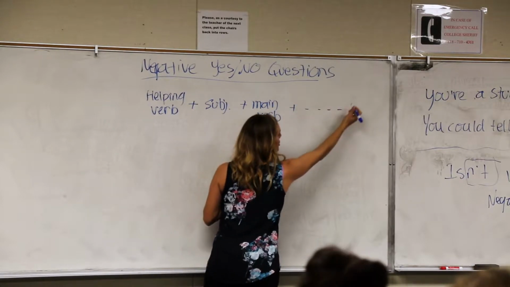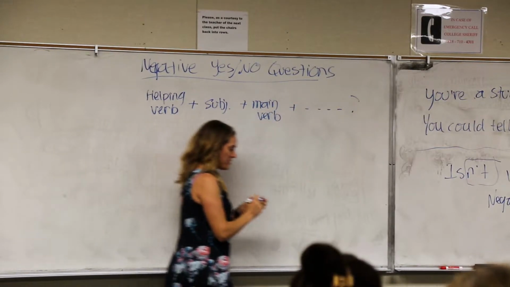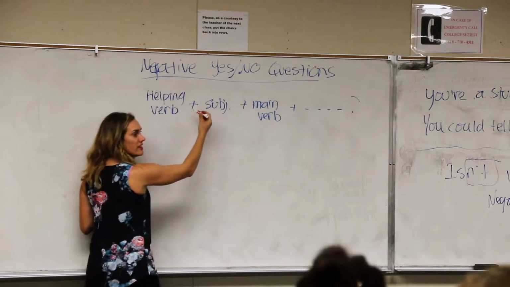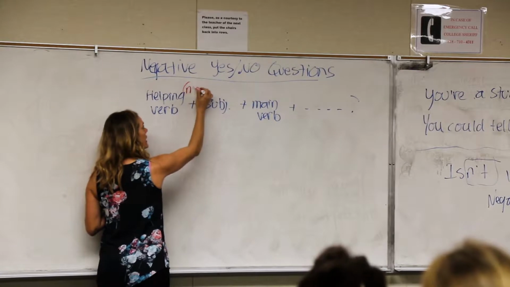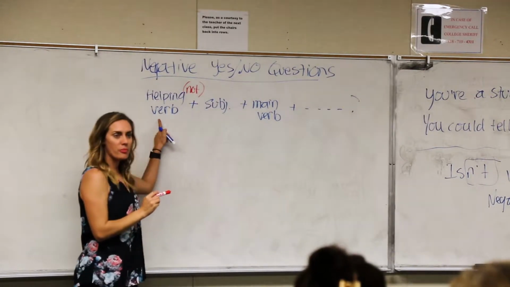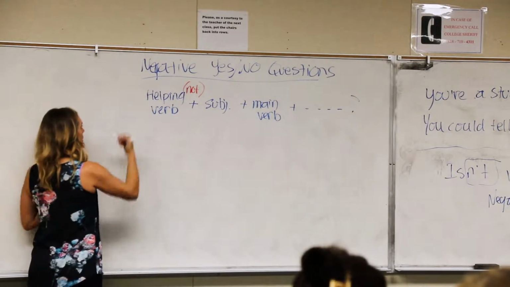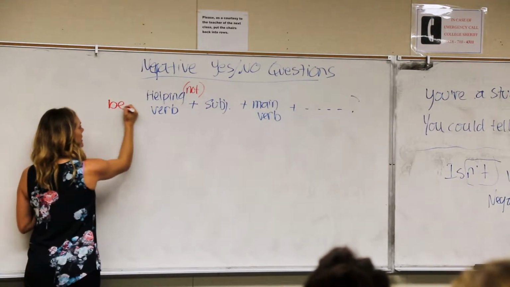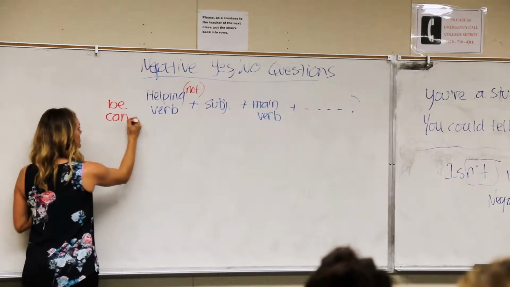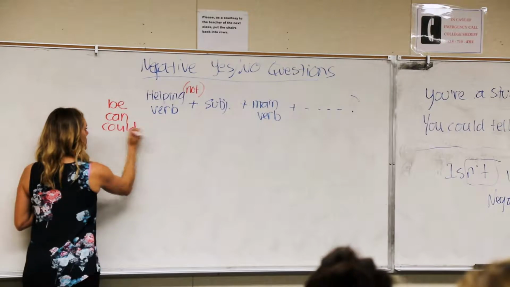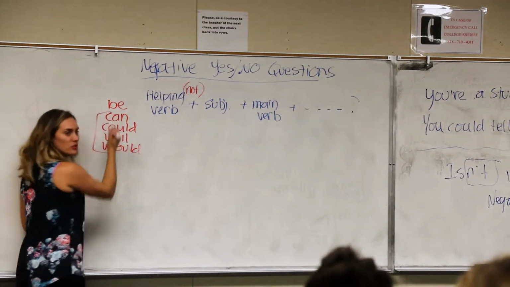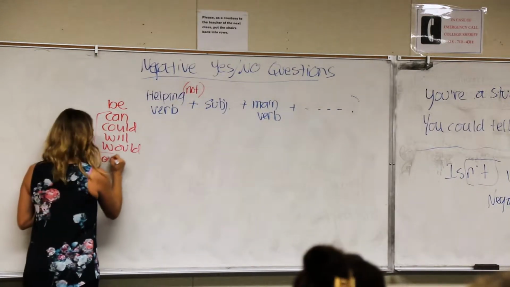and then the rest of the question, but you have to be careful because right here it has to be negative, okay? All right, so for any helping verb, what are the helping verbs? Do you remember? Okay, so be: am, is, are. Can, could, will, would, all those modals, right? Do, somebody said do.